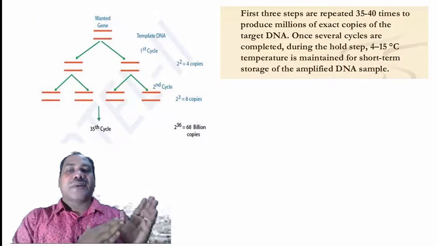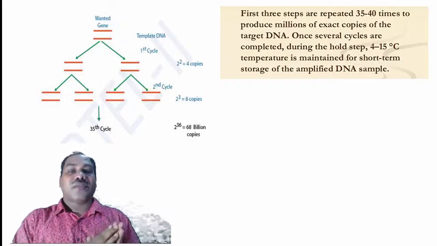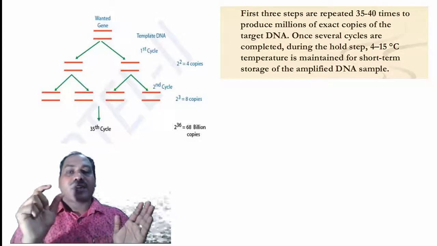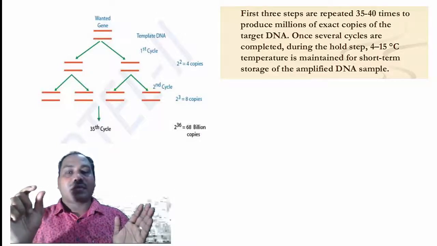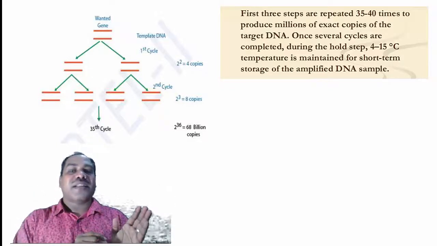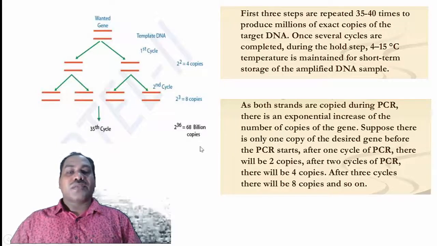The first 3 steps are repeated 35 to 40 times to produce millions of exact copies of the target DNA. Once several cycles are completed, there will be a 4 to 15 minute hold step, and that will be maintained for short-term storage of the amplified DNA sample. There is an exponential increase in the number of copies of the gene.